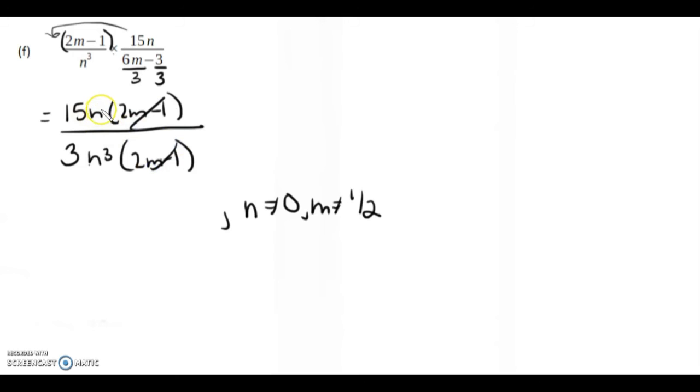Those go away. One of the n cancels, so we have n squared in the denominator, and then 15 divided by 3 is 5. Okay, so we have 5 over n squared such that n does not equal 0, m does not equal a half.